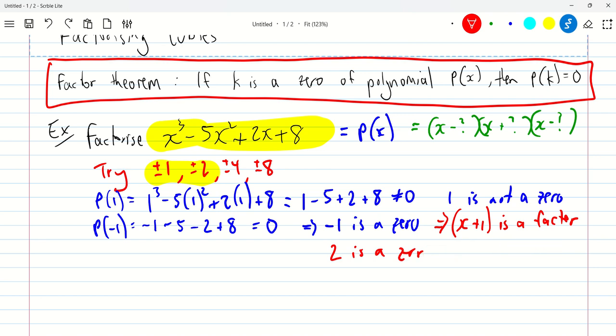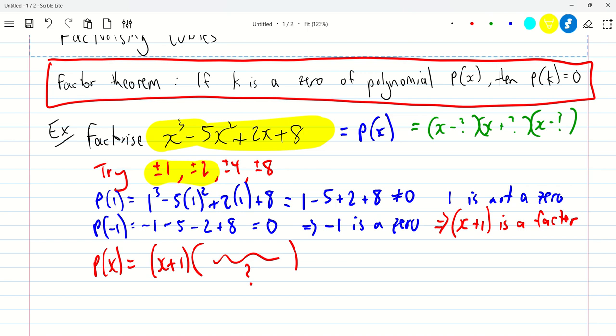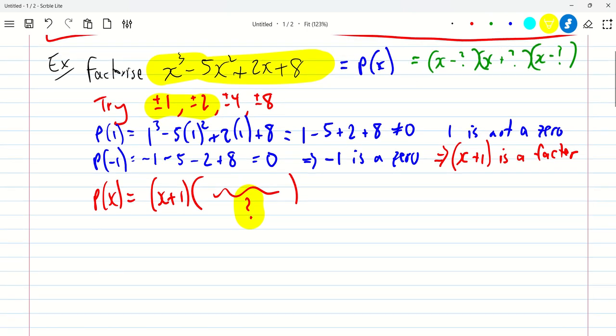Well, now we know that x plus 1 is a factor. What we're going to do is say, therefore, our p of x is equal to x plus 1 times something, because we know one of them. Now we've got to figure out what's left over here. We found one of the factors, we still need to find the other two. To find this question mark, we're going to use long division. Let's do that now.